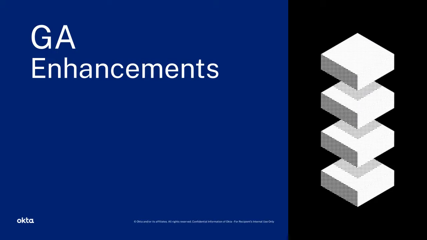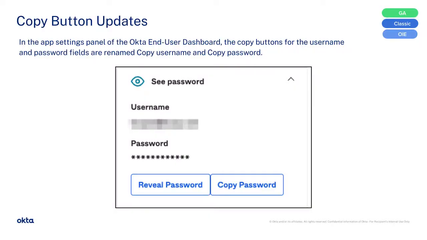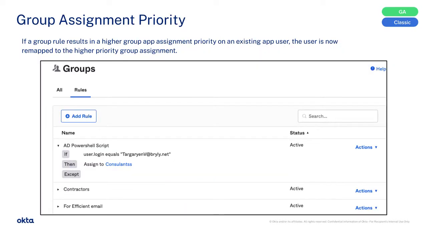Let's move on to GA enhancements. In the App Settings panel of the Okta End User Dashboard, the copy buttons for the username and password fields are now renamed to copy username and copy password. If a group rule results in a higher group app assignment priority on an existing app user, the user is now remapped to the higher priority group assignment.